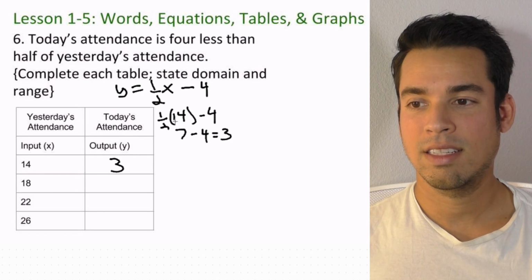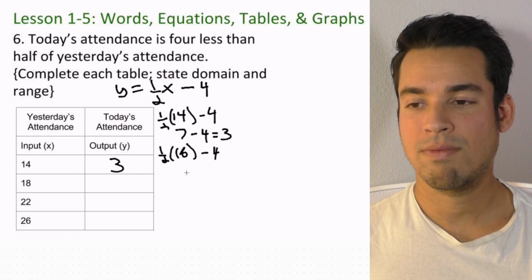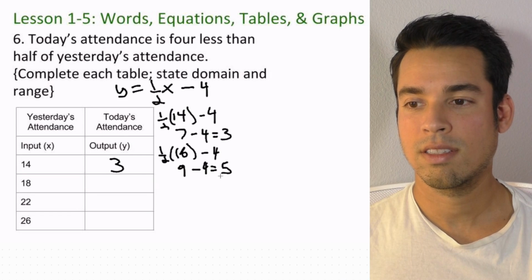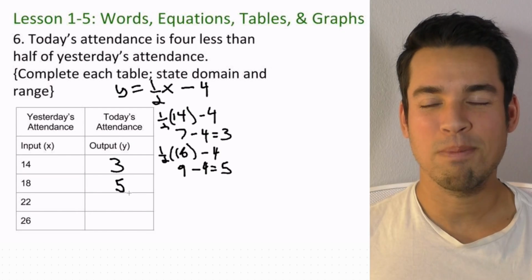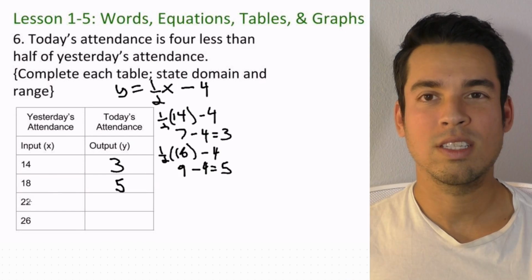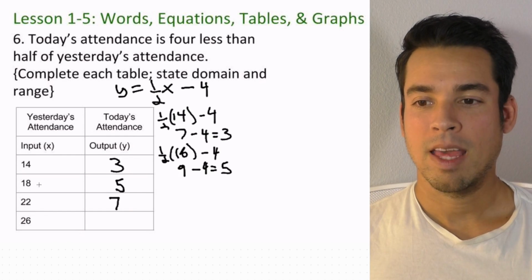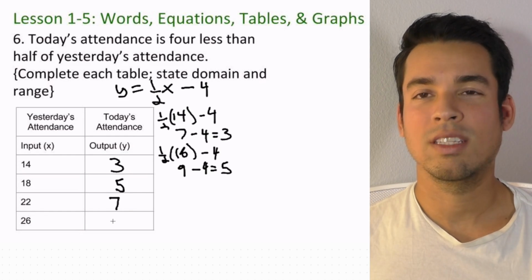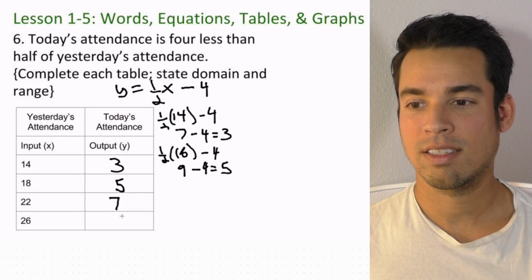Next, we have 18, so we plug in 18, same thing, half of 18, minus 4. What's half of 18? That's 9 minus 4, and that gives us 5. You see now you can kind of do it mentally. Half of 22 is 11 minus 4 up here, which is 7. And then finally we have half of 26, which is 13 minus 4, which gives us 9.